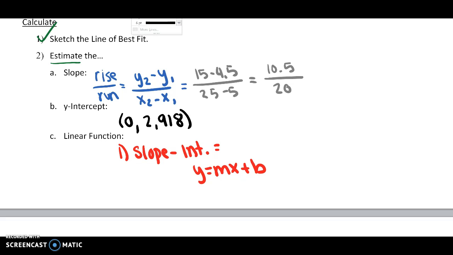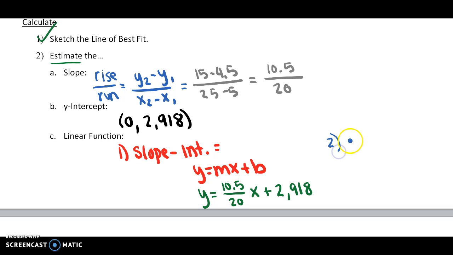I already know my slope, I already know my y-intercept. So in slope-intercept form, our equation for our line of best fit is going to be kind of ugly, if that's okay. 10.5 over 20x plus our y-intercept, which is 2,918.